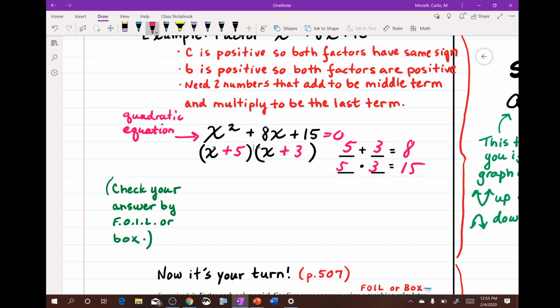Now, what was the next step to solving it? Set each factor equal to 0. See, that's a factor. X plus 5, that's a factor. The solution of that factor is -5. Here's another factor, x plus 3. Set it equal to 0 and solve it. Now you got the solution.